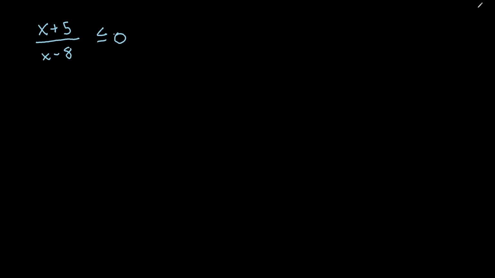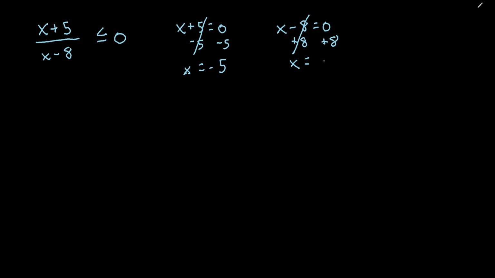So the way that we do that is we first set the numerator equal to 0 and solve for x, and then set the denominator equal to 0 and solve for x. So let's do that. Let's say we have x + 5 = 0 and x - 8 = 0. On this side, to solve for x, we can subtract 5 from each side. That leaves us with x is equal to negative 5. And over here we have x - 8 = 0, so we can add 8 to each side. These 8's cancel out, and we're left with x is equal to positive 8.